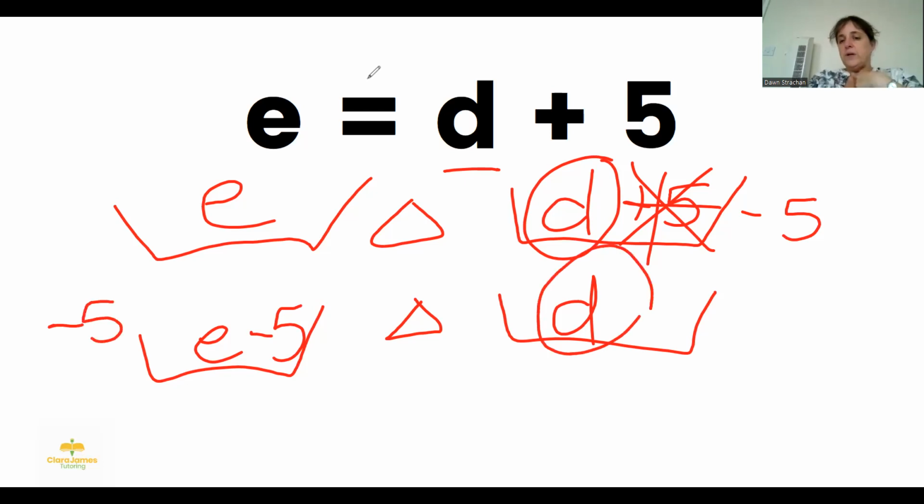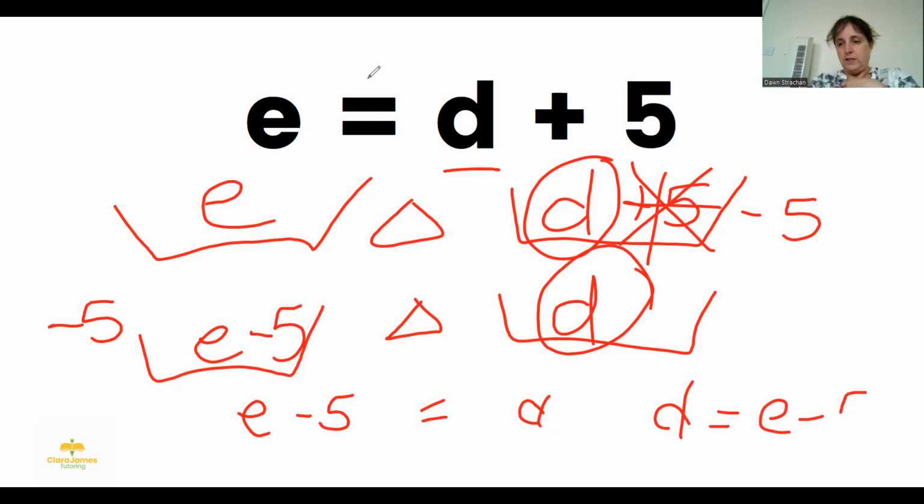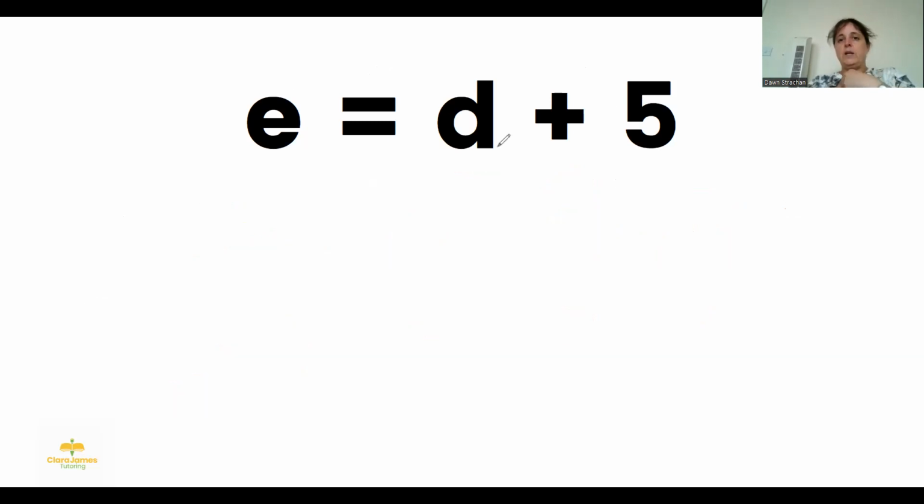And now we've got D by itself on this side of the scales, and it's all balanced, which means our answer would be E minus 5 equals D, or we could write that as D equals E minus 5. Okay, so that's the first one. If you've got one where you've got a letter plus something, and you need to get rid of that plus something, literally take it out from both sides of the scales.